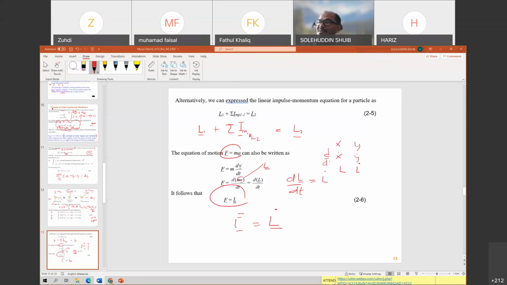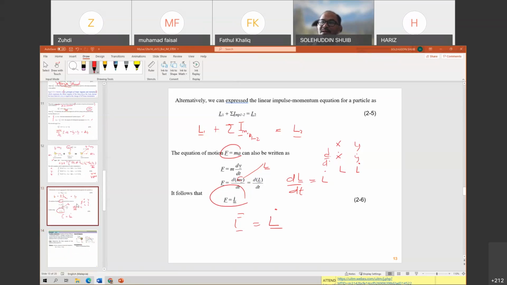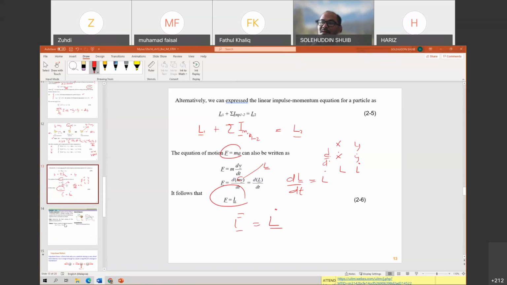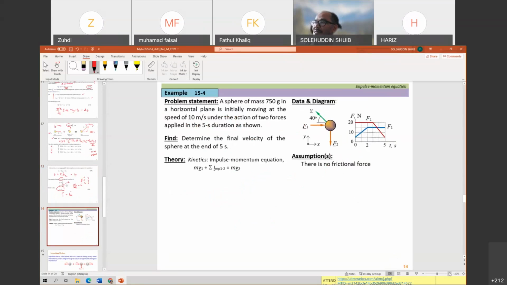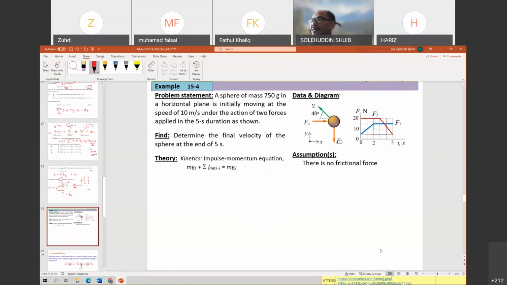We proceed to do an example. To make it clearer, we do this example. I'll give you 1 minute to read this question.